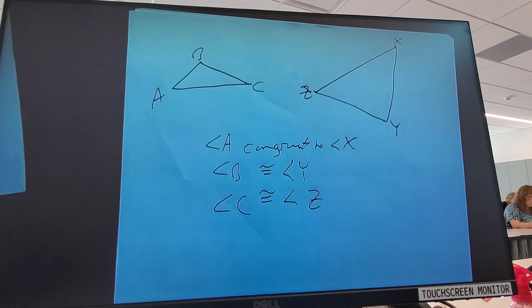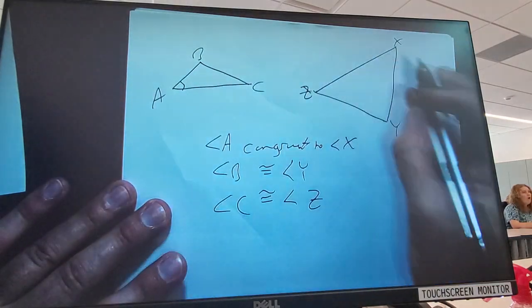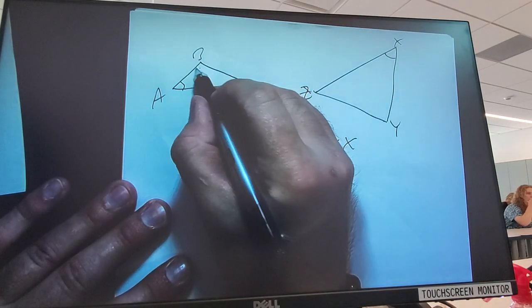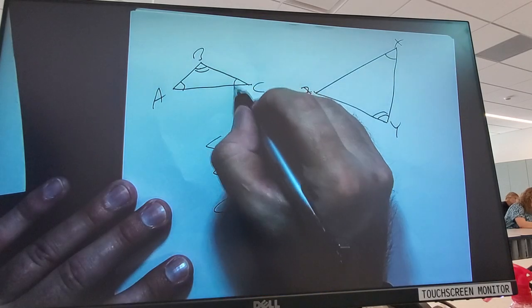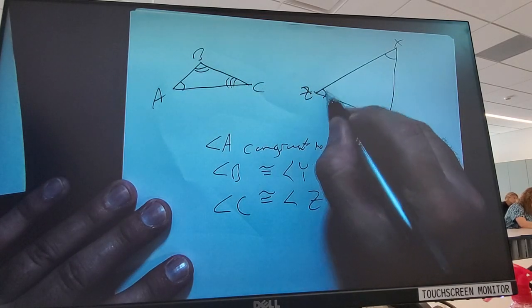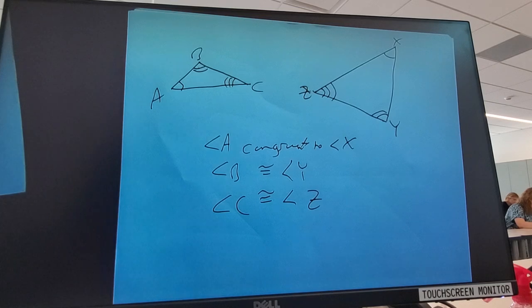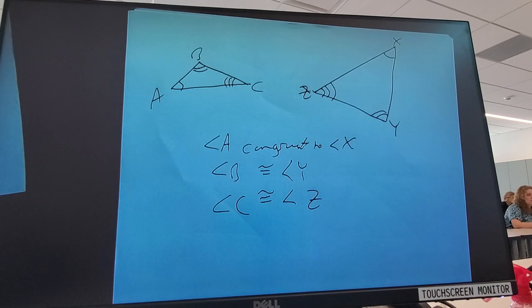So one thing I can do for myself, let me do this for you. Angle A is congruent to angle X. Angle B is congruent to angle Y. And angle C is congruent to angle Z. You guys have seen those kind of markings before? If I just do one, that's our normal angle marking, but now I can keep track of which angle goes with which angle. That tells me which sides should be similar to the other sides. Is everybody with me?